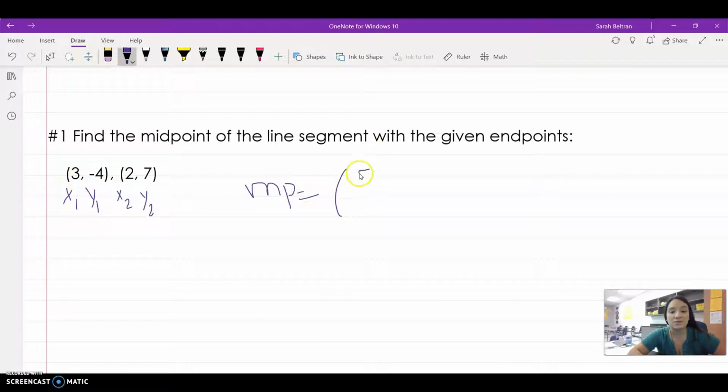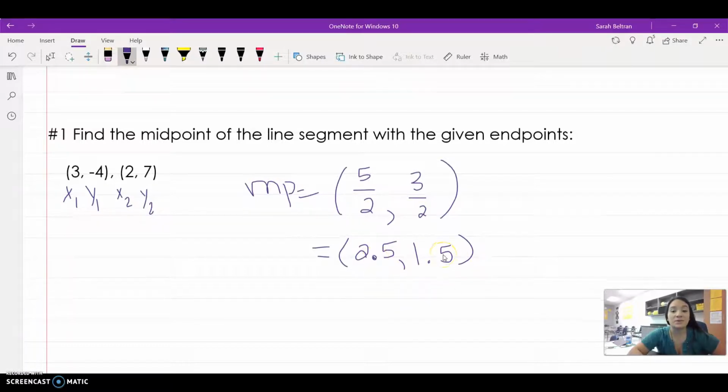3 plus 2 is 5, divided by 2, right? Negative 4 plus 7, that's a 3 divided by 2. All right, and then we just simplify this to where it's a decimal, and we get a midpoint of 2.5 and 1.5. That's our answer for the first one.